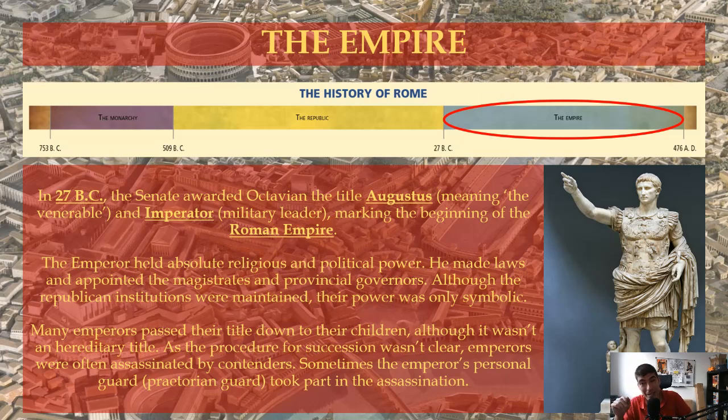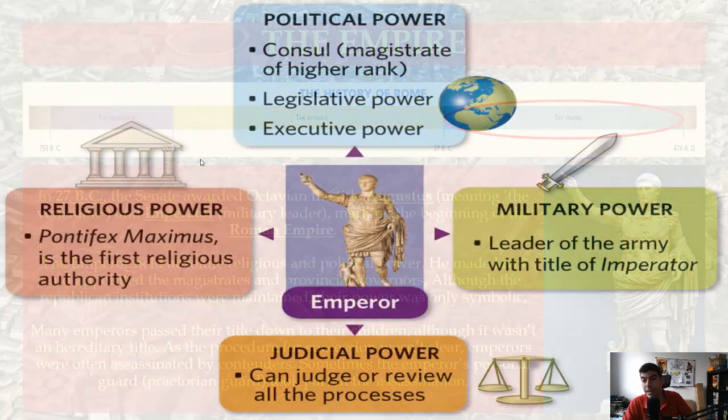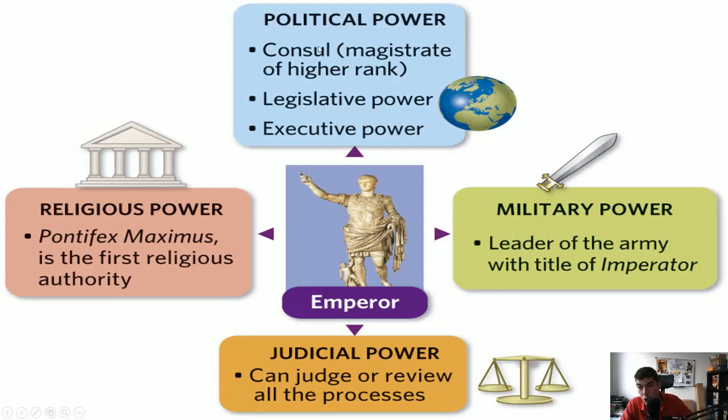Many times they were assassinated by the emperor's own personal guard, which is called the Praetorian Guard, la Guardia Pretoriana, la famosa Guardia Pretoriana. So, the emperor held all the political power, consular, legislative and executive, all the religious power, he was the Pontifex Maximus, the first religious authority, the judicial power, he could judge all the processes, and of course the military power, he was the leader of the army because he was the imperator.